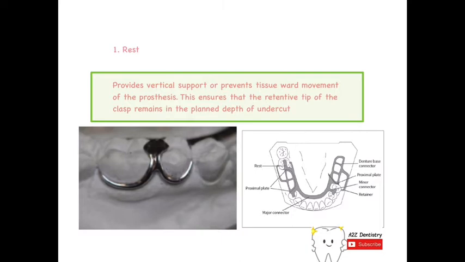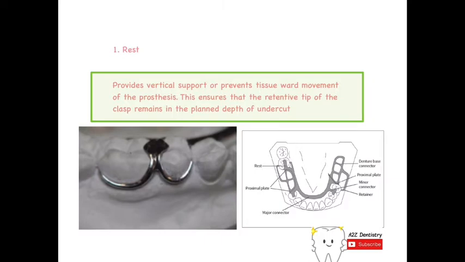Now rest is very important. See, in the first figure, on the occlusal surface is our rest. Now we can see that it is located on the occlusal surface. Basically it is the vertical support for our RPD. See, what happens is that whenever there are masticatory forces delivered along the occlusal or the long axis of the tooth, they tend to dislodge our denture, as I have mentioned previously. So this rest acts as a vertical stop or a vertical support, and it prevents the tissueward movement of the prosthesis.